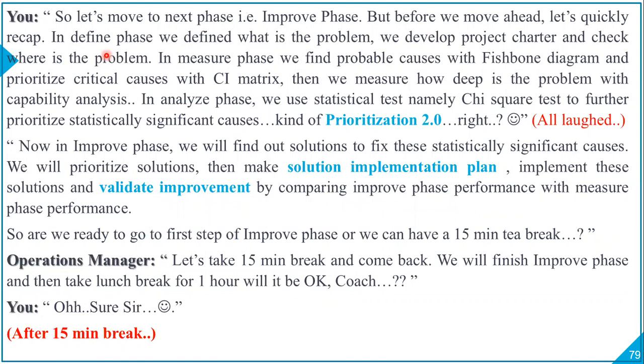In the measure phase, we find probable causes with a fishbone diagram and prioritize critical causes with the CI matrix. Then we measure how deep the problem is with capability analysis. In the analyze phase, we use a statistical test named the chi-square test to further prioritize statistically significant causes. A kind of prioritization 2.0, right?